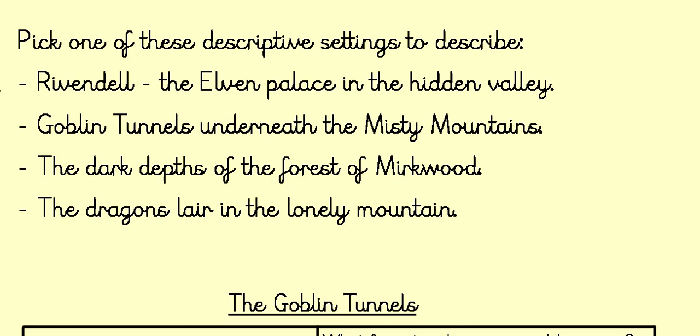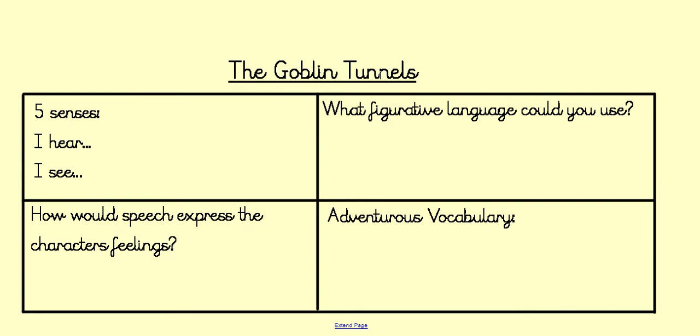Now that you've picked your setting, I would like you to write at the top of the page, which you should have done by now, and then draw 4 big boxes on the rest of your page in your learning journey books. And these 4 boxes, although they're very small on mine, they should take up the whole of your page. So you need to split your page into 4 boxes. 1, 2, 3, 4. So, please pause the video and split your page into 4 boxes.